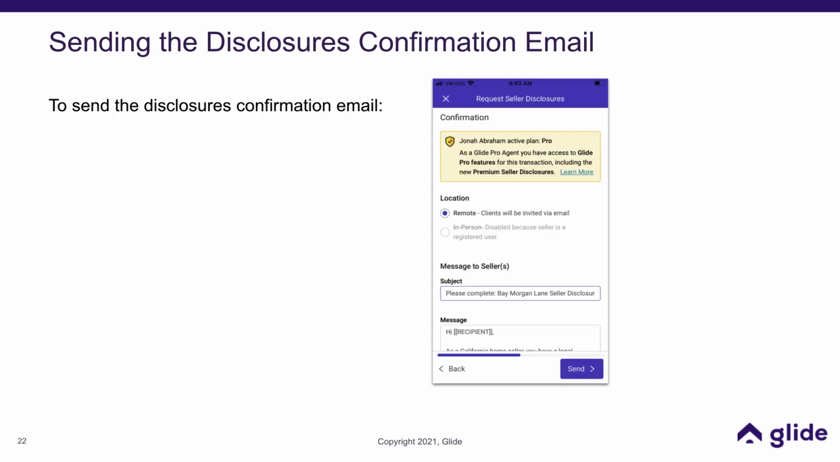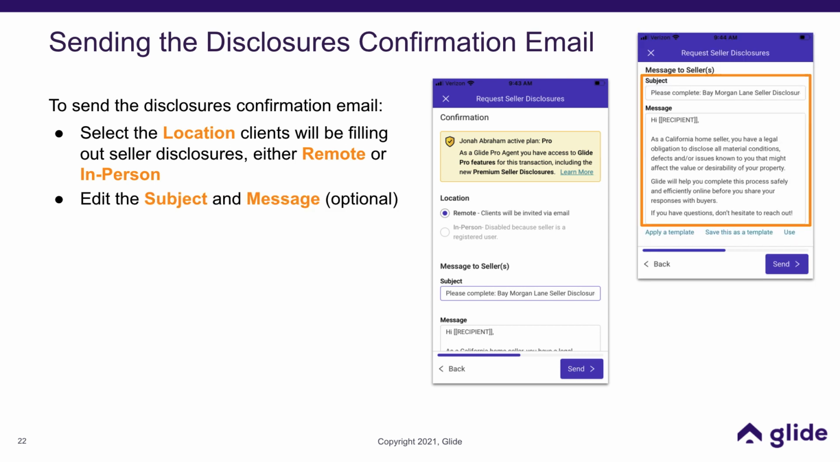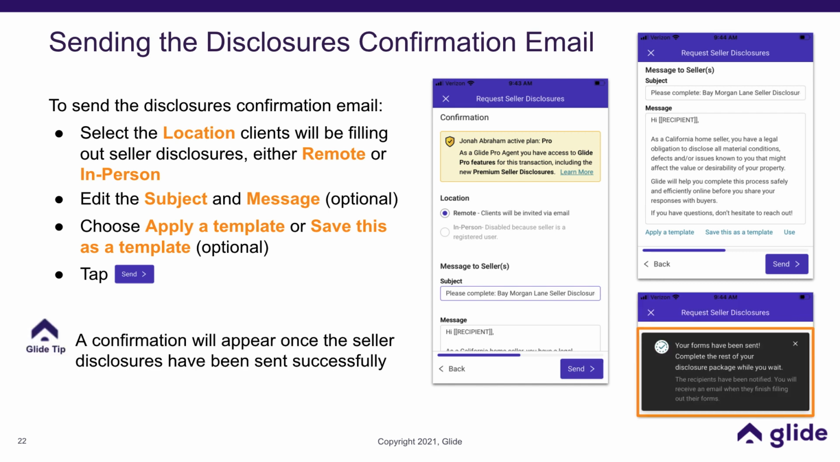To send off the disclosure forms to be filled out by the seller, first select the location the seller will be filling out the disclosure forms, either remotely or in person. Then you have the option to edit the subject and message fields in the email. If you have added a lot of information to the message, you can choose to save this as a template or choose Apply a Template to apply an existing email template message. Once all selections have been made, tap Send. A confirmation message will appear once the seller disclosures have been successfully sent.